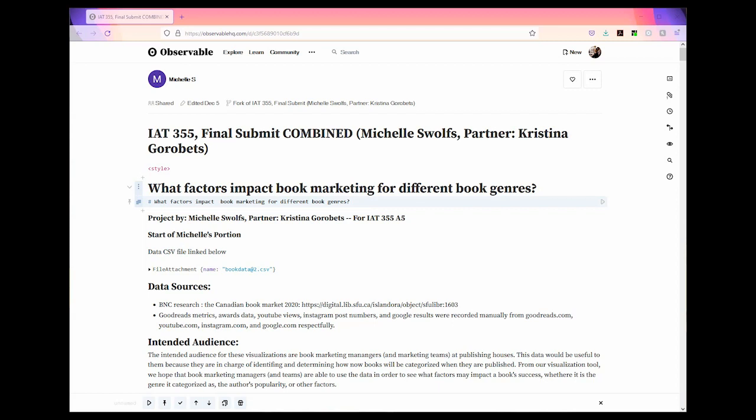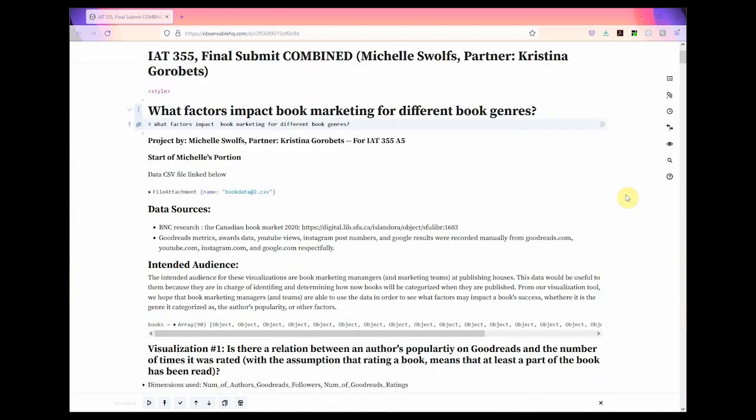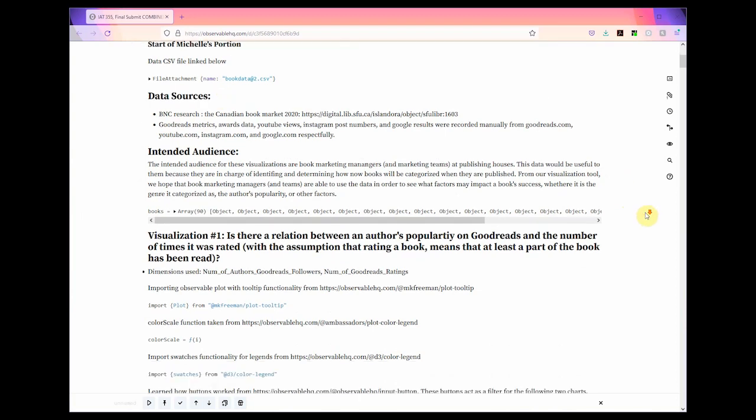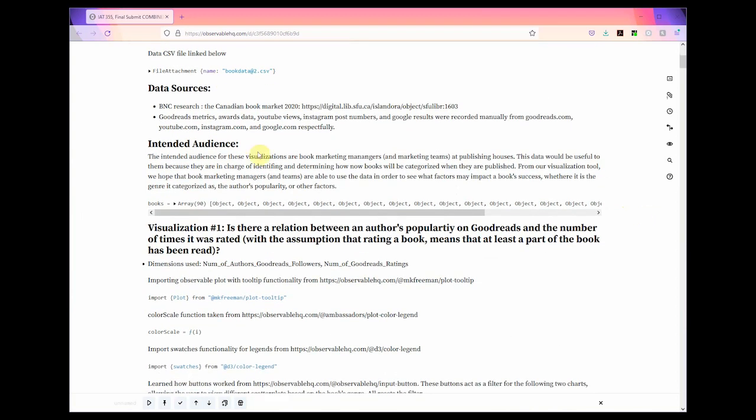This project is centered around the Canadian fiction book market in 2020 and uses data from the BookNet Canada report for 2020, Goodreads, as well as data collected by us through online research, for instance YouTube hits or Google search results. Our target audience for this project are those working professionally in the Canadian book publishing marketing departments.